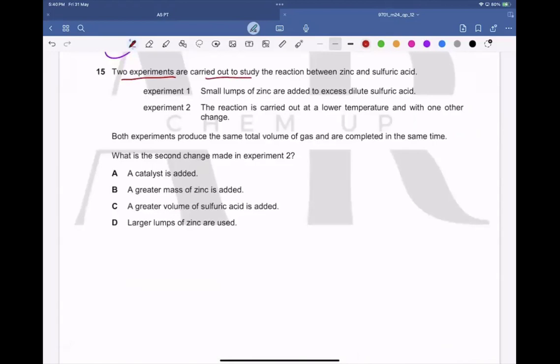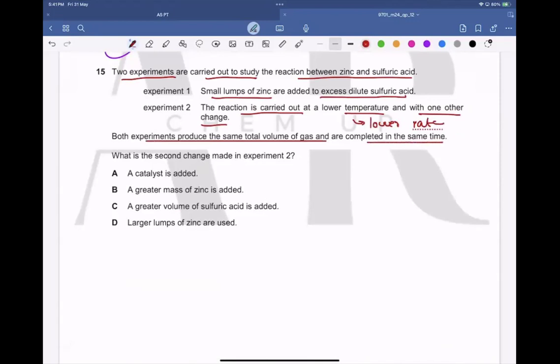Two experiments are carried out to study the reaction between zinc and sulfuric acid. Experiment 1, small lumps of zinc are added to excess dilute sulfuric acid. Experiment 2, the reaction is carried out at a lower temperature with one other change. Okay, so they didn't tell you that other change in the experiment. So the lower temperature would lower the rate, right? Both experiments produce the same total volume of gas and are completed in the same time. So it means the rate would be the same. What is the second change made in experiment 2? A catalyst is added. If we add the catalyst, the reaction would be complete in less time, right? So A goes wrong.